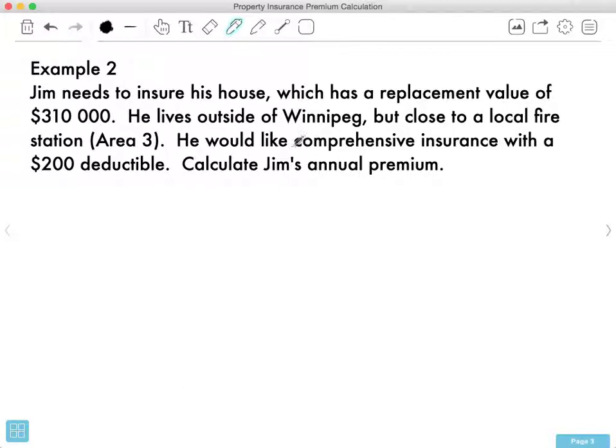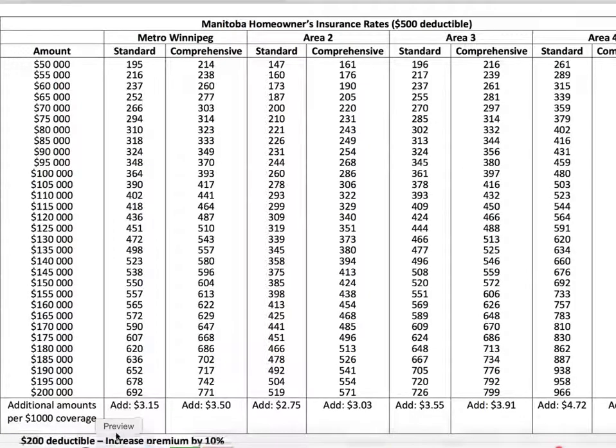He wants comprehensive insurance, which is the more expensive of the two kinds, and he wants a $200 deductible, not a $500 deductible. So calculate his annual premium. Now I'm going to be flipping back and forth quite a bit from the question to the chart, so please bear with me every time I flip. So we're looking at Area 3 for $310,000. So I'm going to go to the chart.